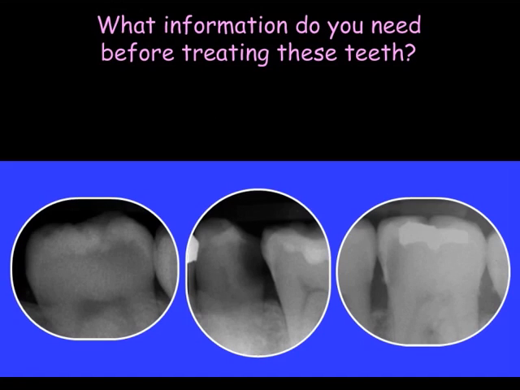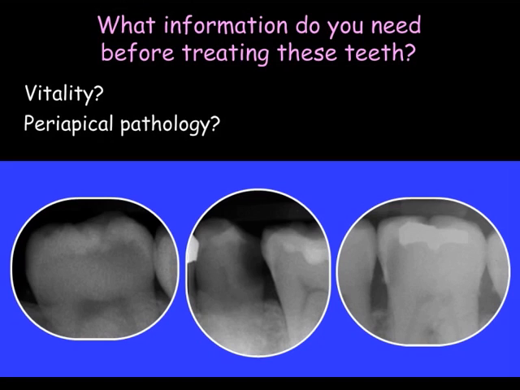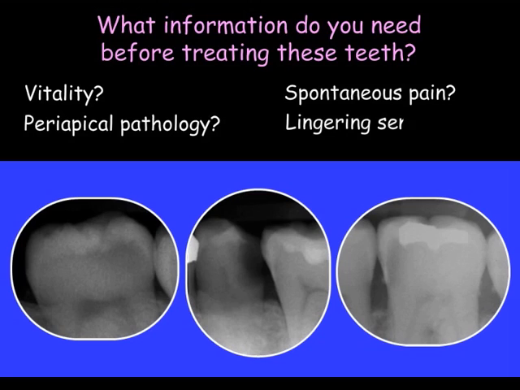What information do you need to know before treating these teeth? How many can you come up with? I have 4. Here they are. Is the pulp vital? Is there any periapical pathology? Is the patient experiencing any spontaneous pain? And is there any lingering sensitivity?